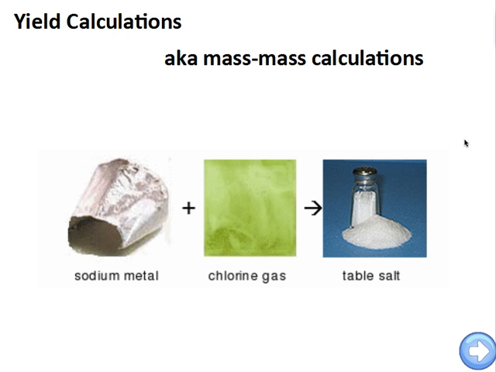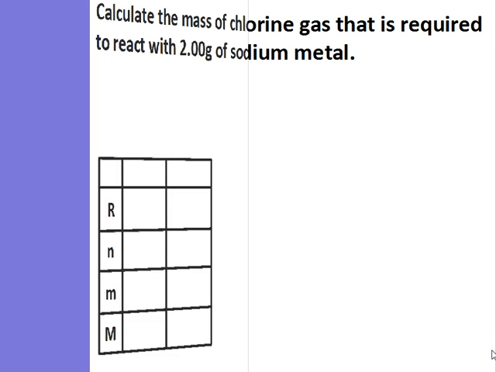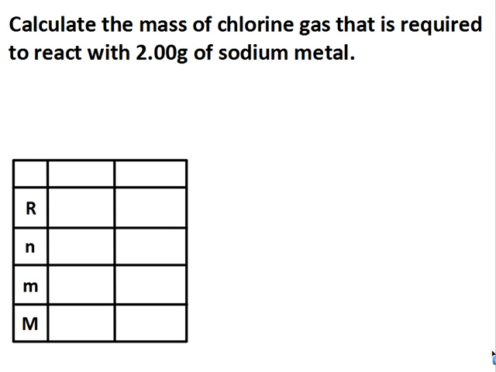Kia ora, welcome to today's video tutorial around mass calculations, sometimes called yield calculations. We're looking at the reaction between sodium metal and chlorine gas, giving us sodium chloride, and our problem today is: calculate the mass of chlorine gas that is required to react with 2 grams of sodium metal.